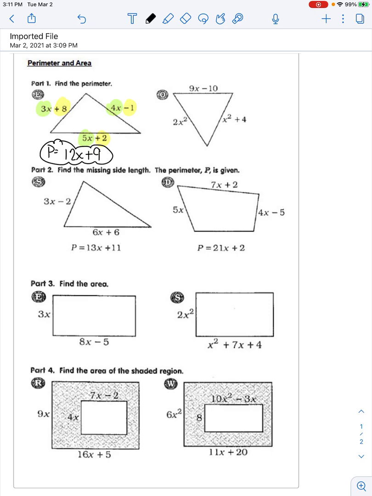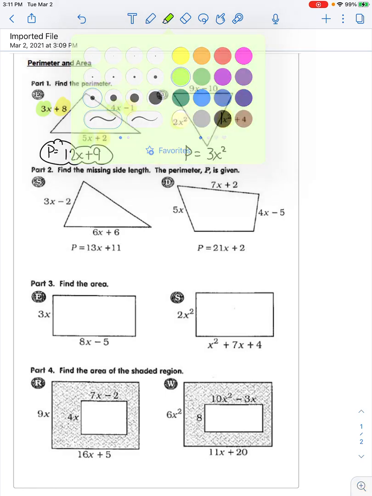Let's take a look at the next problem. So first I'm going to look for like terms. So I have 2x squared and x squared. So 2x squared plus x squared gives me 3x squared.